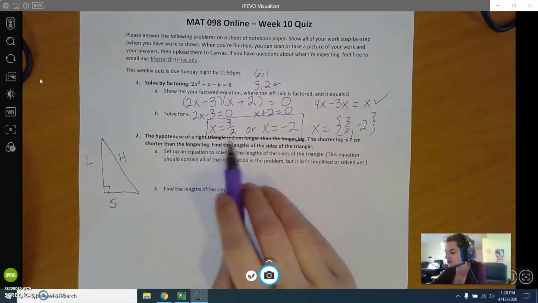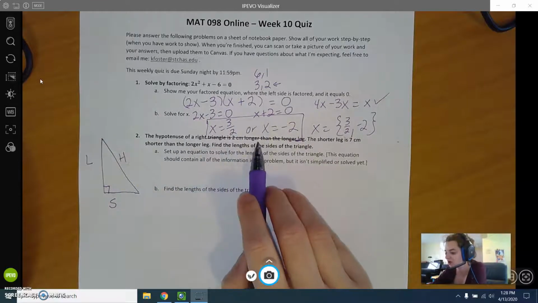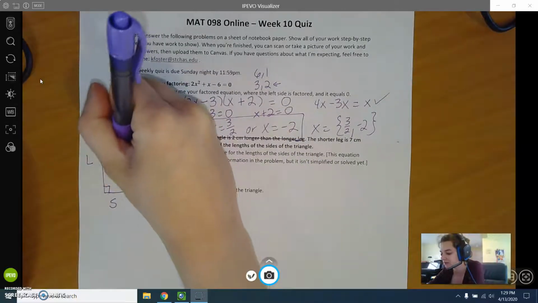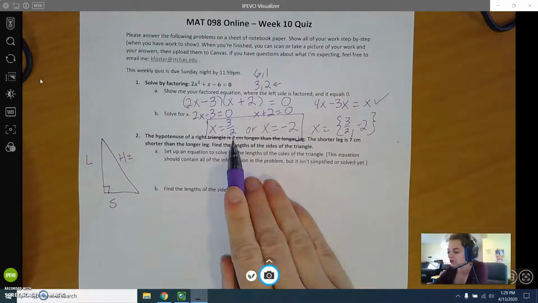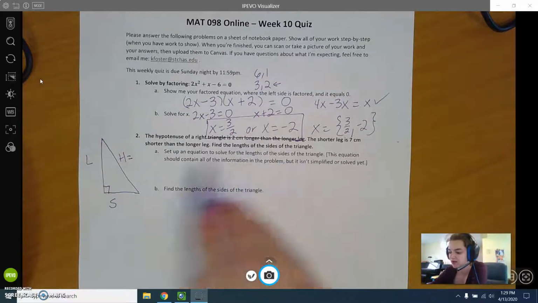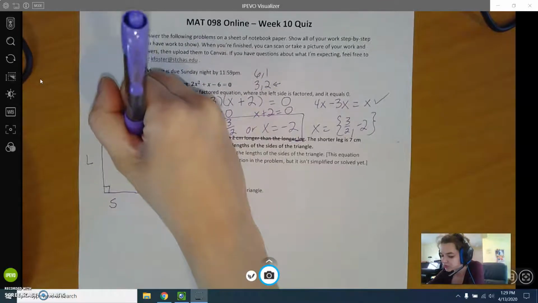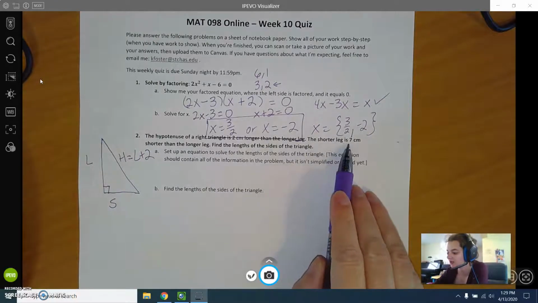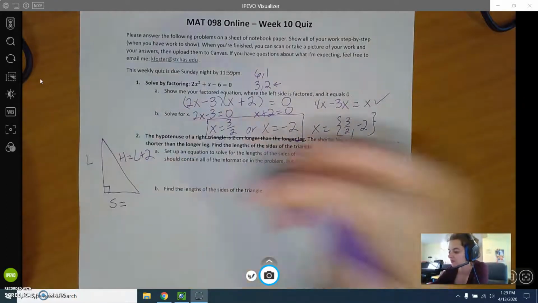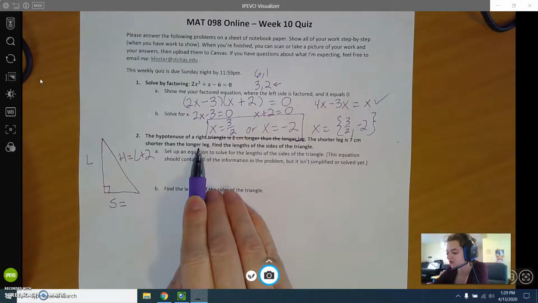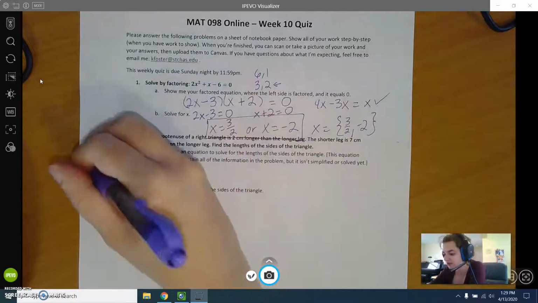The hypotenuse is 2 centimeters longer than the longer leg. So H equals 2 longer than the longer leg, so that would be 2 more than L, or L plus 2. Okay? The next sentence says that the shorter leg is, so S equals, 7 centimeters shorter than the longer leg. So that would be 7 less than L.